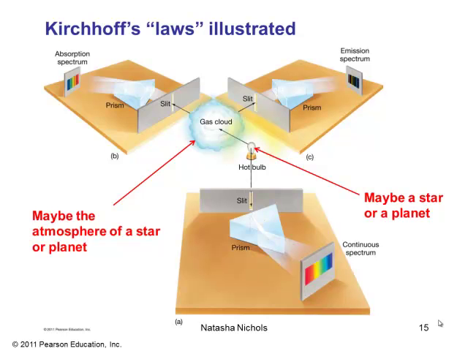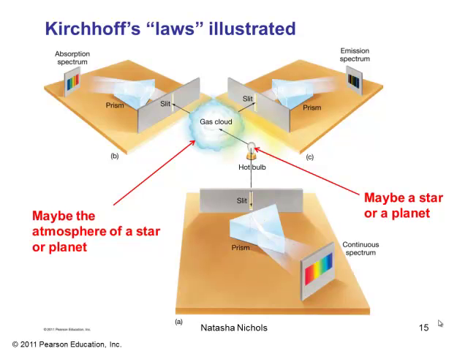Taking a look at frame C, when the gas is viewed from the side, so the cloud itself, a fainter hydrogen emission spectrum is seen, consisting of re-emitted radiation.